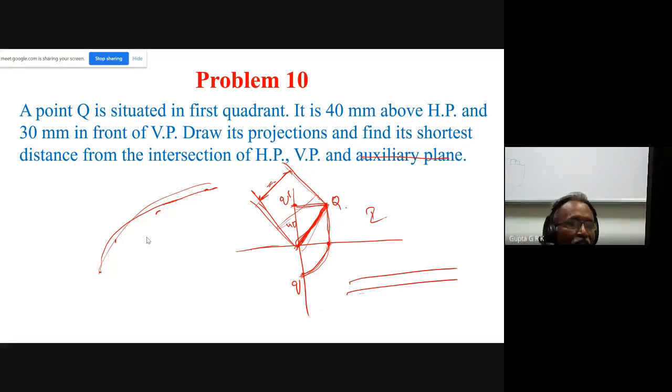Okay, these things, whatever we have discussed today, every class I will ask, okay: if it is 40 above HP and 20 in front of VP, you have to tell me correctly, and there should not be any confusion. Okay.